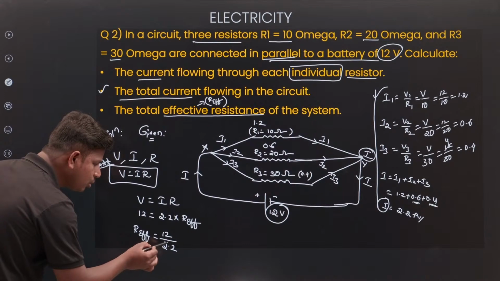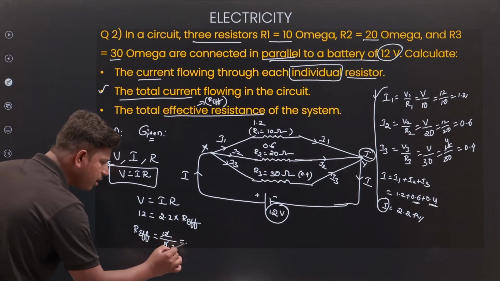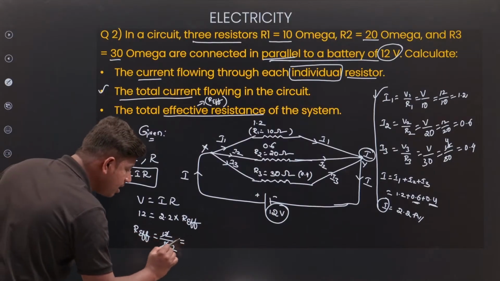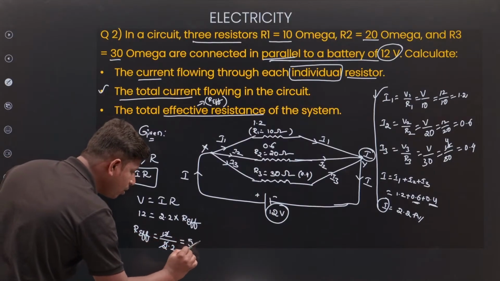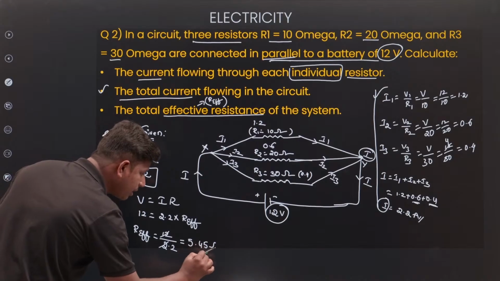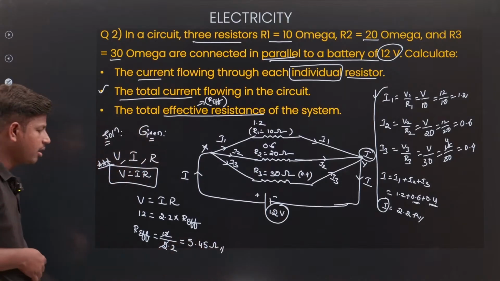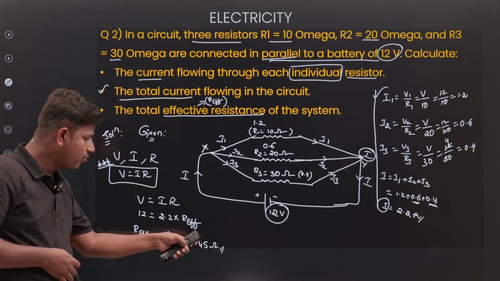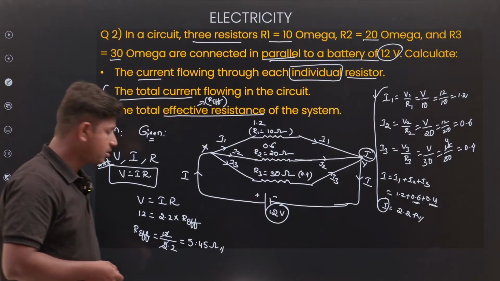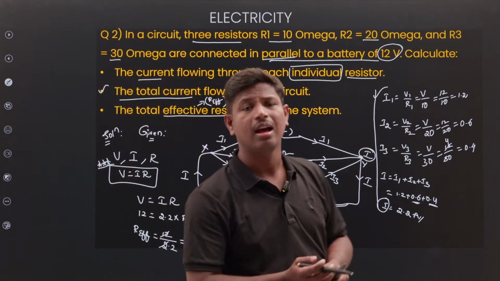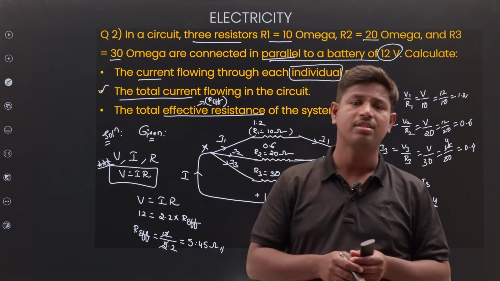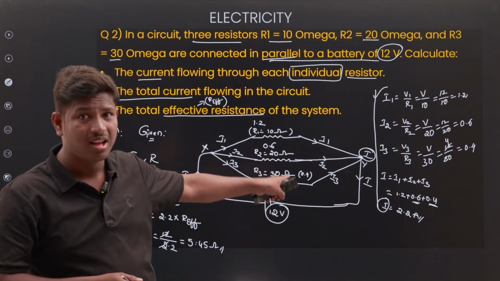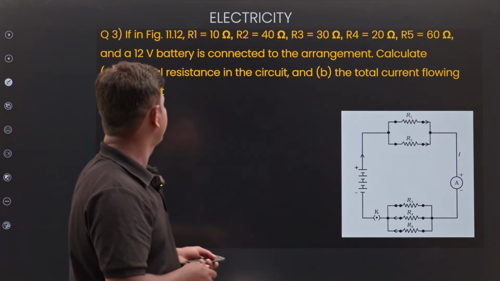How many times? 2 into 5 is 10, 12. Approximately 6 will be there, but 2.2 is there, right? Then 5.45. 5 twos are 10, 4.5. Okay, so 5.45 ohms is the effective resistance of the circuit. Clear? Okay, this is the way to solve. Next one.